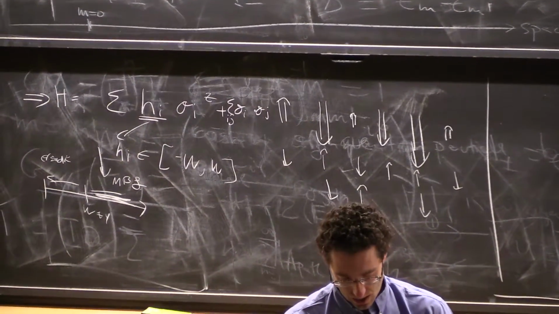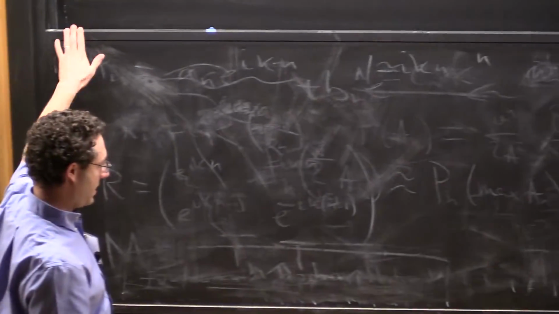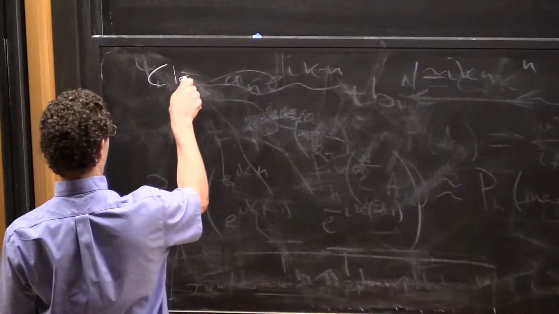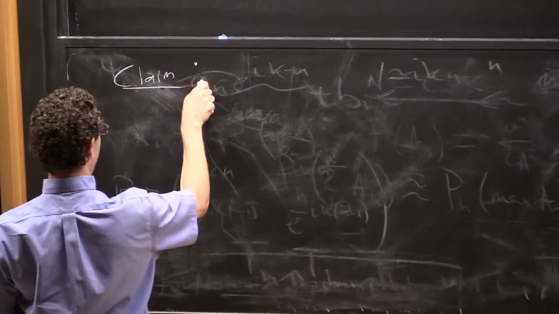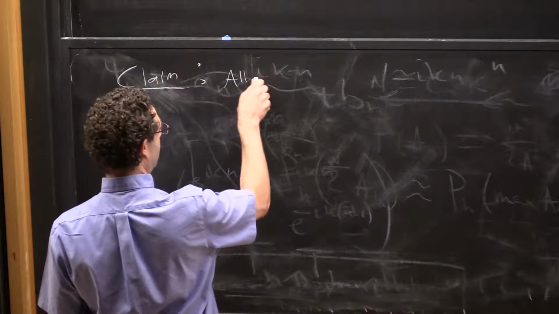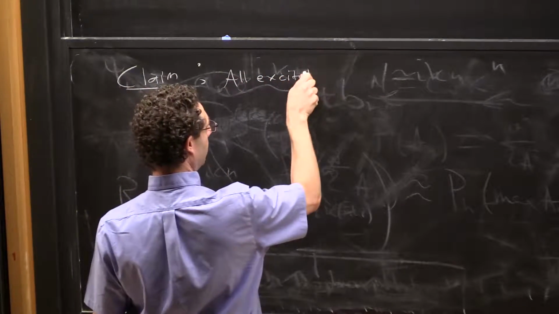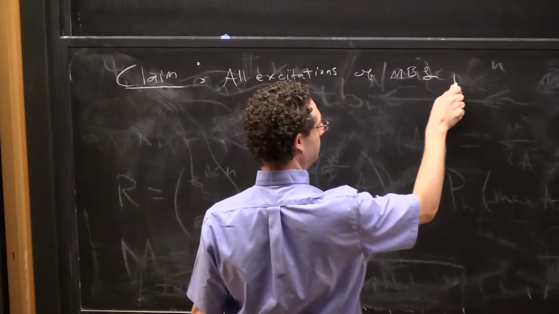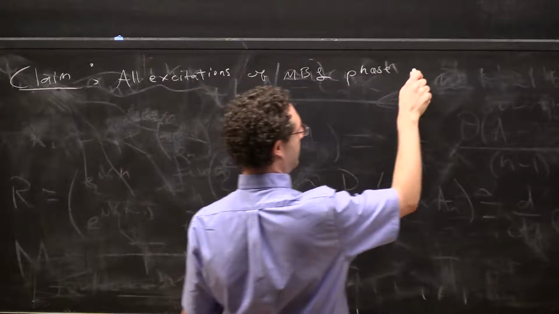Okay, good. So now I'm going to sort of outline what we're going to spend the next lecture and a half understanding. So my claim is the following. I'm going to make three claims that turn out to be interrelated. The first claim is going to be about these excitations. The claim is that the entire spectrum, all excitations of the many-body localized phase, can be described in the following way.